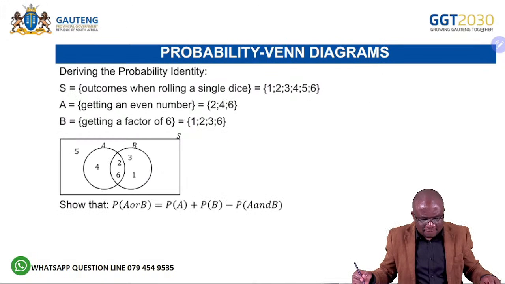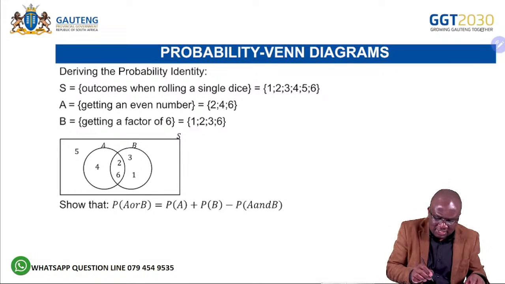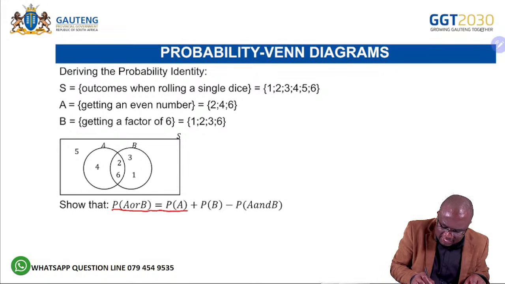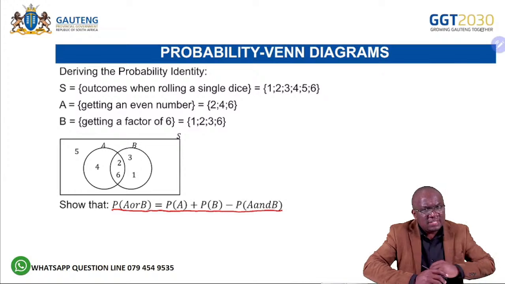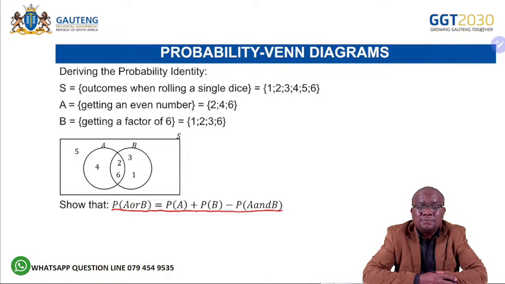Right, derive the probability identity. I want us to derive this formula. It is very, very important in probability. You hardly find a paper that does not have this addition rule. I'm telling you in the examination, if you haven't written them, you're going to find this.